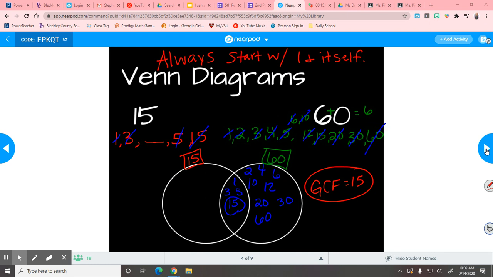Factors are what you multiply together to get the number. Factors are what we multiply together to get a number. What do we always start with? A 1. 1 and not the highest number, itself. 1 and what? Itself. That's right. All right. We're going to move on.